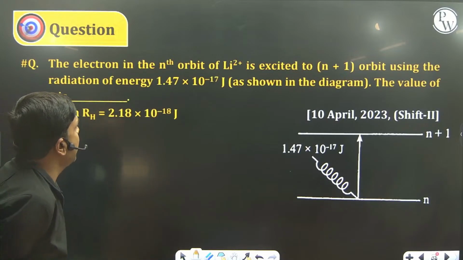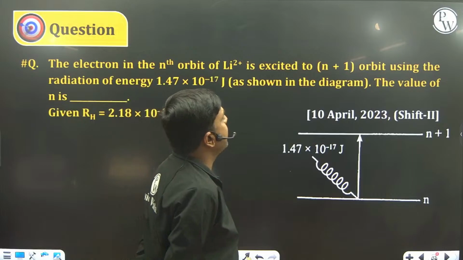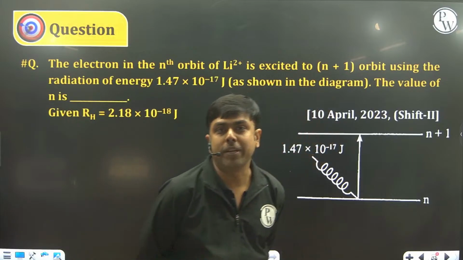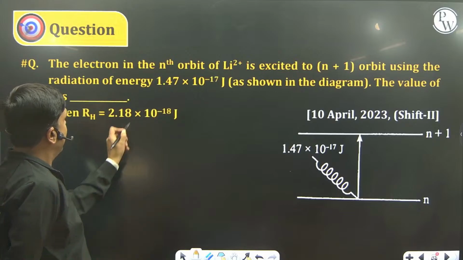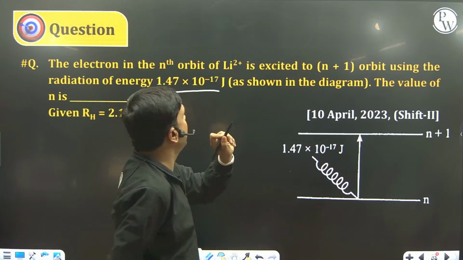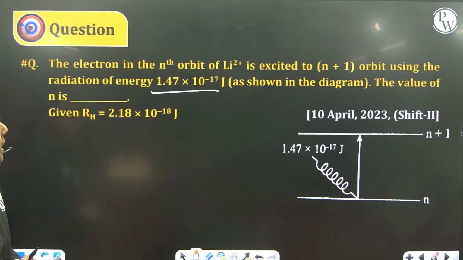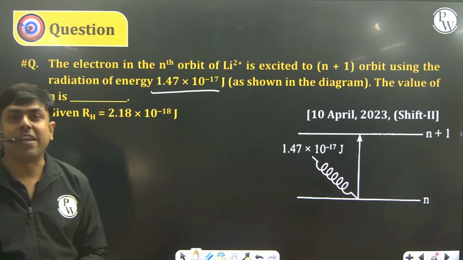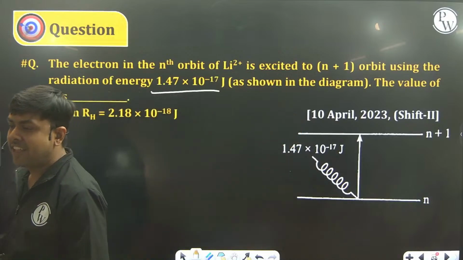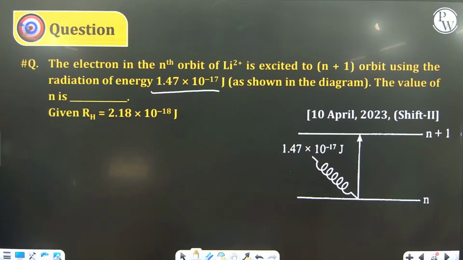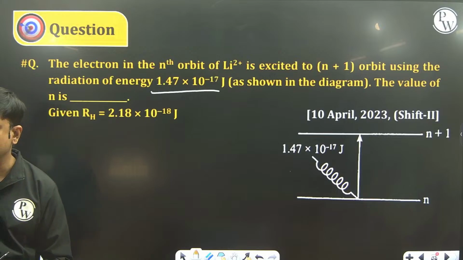The electron in nth orbit of Li2 plus is excited to n plus 1 orbit using radiation of energy 1.47 into 10 raised to the power minus 17 joules. The value of n is? Can you calculate it? Can you do it? Everyone?